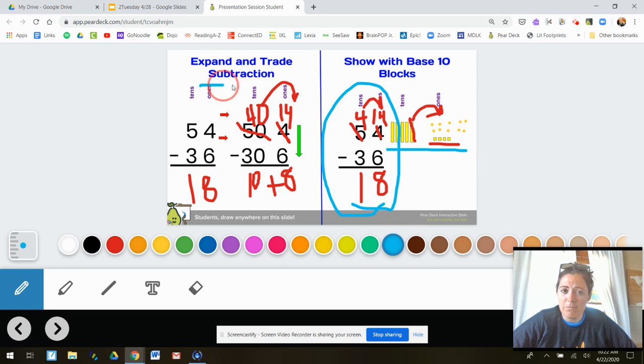If over here this expand and trade is not making sense to you, set it aside and maybe just focus on this base 10 block side. Or if this base 10 block side isn't really making sense and this one is, go for it, okay? But eventually, we're going to get to where we're just doing our subtraction using this part, okay? That's the traditional subtraction method.